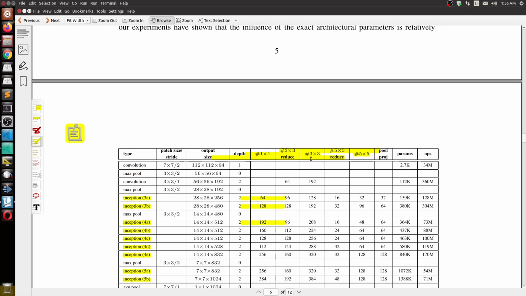So this column, with the reduce word attached to the heading, and this reduce column actually denote the number of 1 by 1 filters that I have to bring in before the 3 by 3 and 5 by 5. And why are they called reduce? Because the whole purpose of bringing in 1 by 1 conv is to reduce the number of parameters.